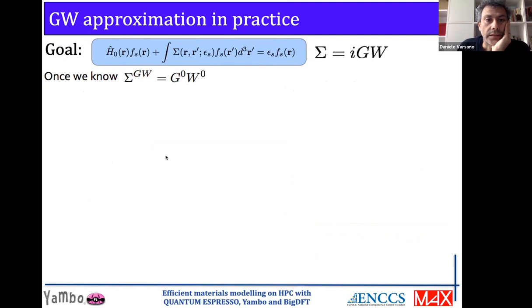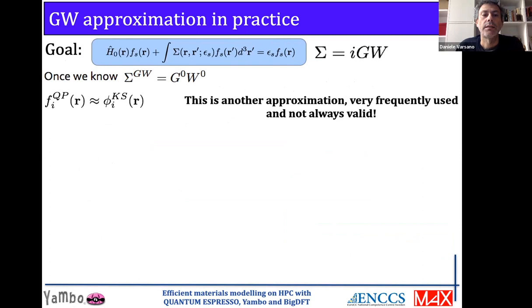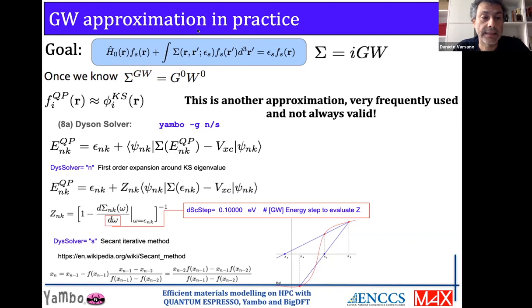So once you know now the self energy with the approximation you want to take under control, what you need to do is to solve the equation. It can be done in several ways. For instance, as the self energy needs to be calculated, this is a non-linear equation. You need to calculate it at the quasi-particle energy. You can Taylor expand around the Kohn-Sham energy and calculate in this way your quasi-particle energy, your GW mass structure, or you can solve this equation numerically, for instance, using the secant iterative method. Both methods are implemented in Yambo, and you can choose by input which one you want to use.